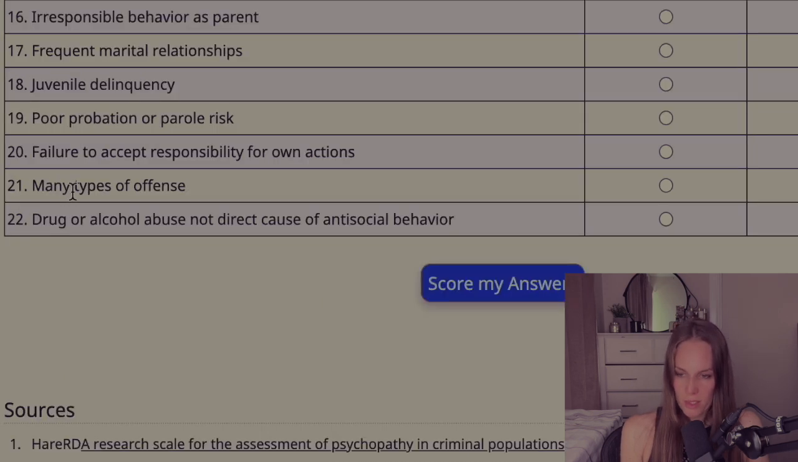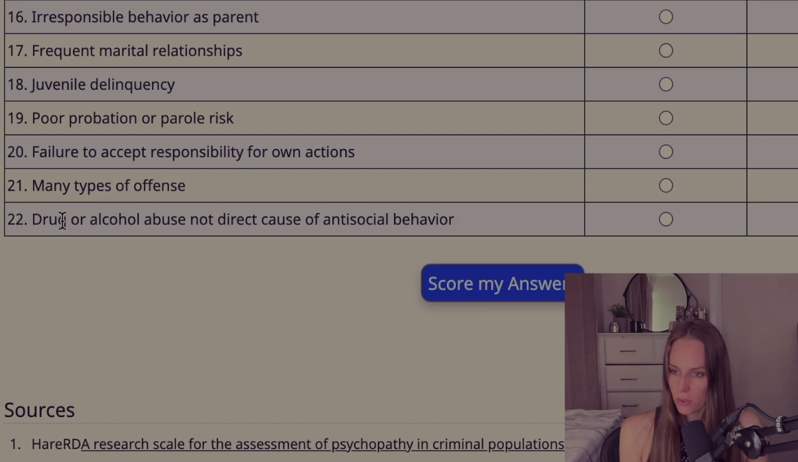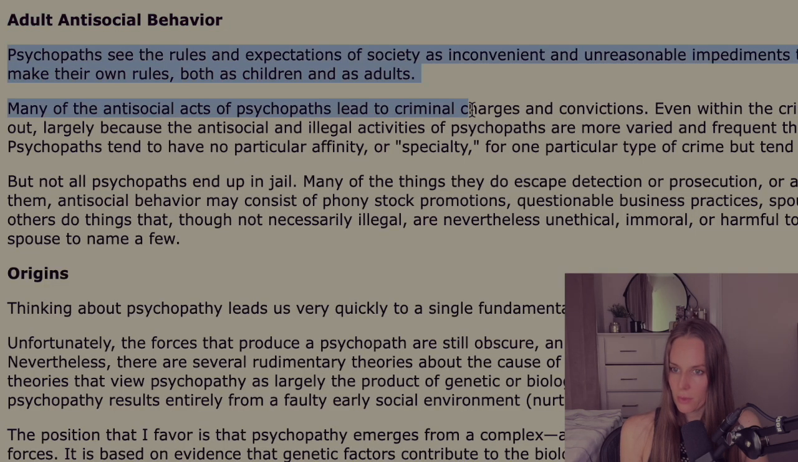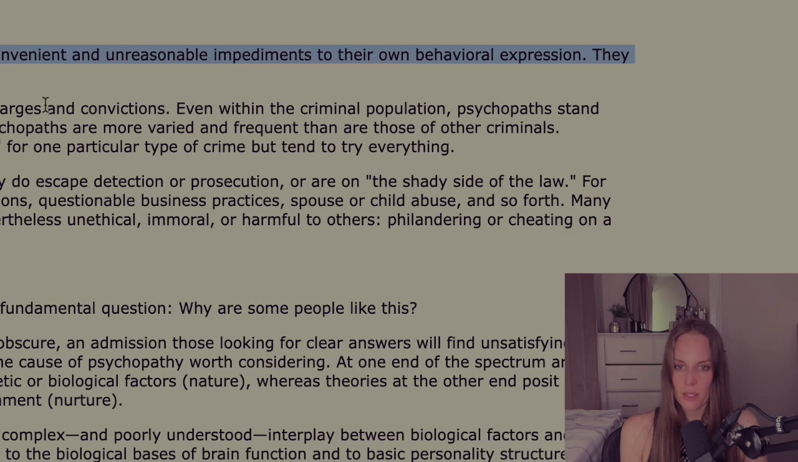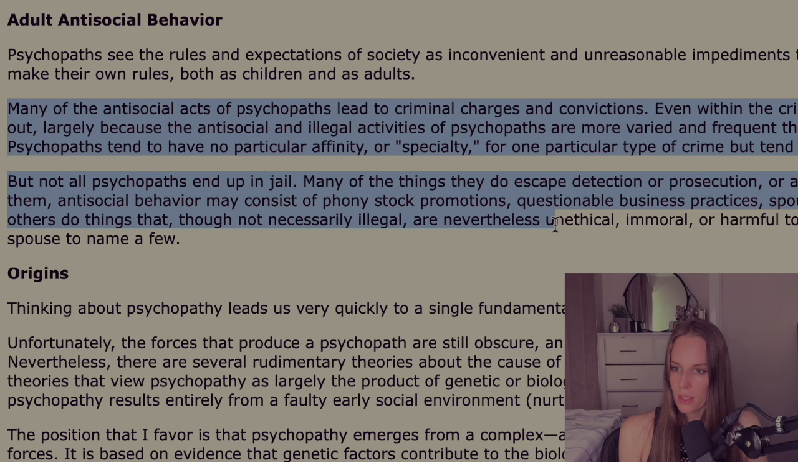21 is many types of offense. Kind of think they mean crimes, maybe, which I can say definitely absent. 22, drug or alcohol abuse, not direct cause of antisocial behavior. Psychopaths see the rules and expectations of society as inconvenient and unreasonable impediments to their own behavioral expression. They make their own rules both as children and as adults. Many of the antisocial acts of psychopaths lead to criminal charges and convictions.